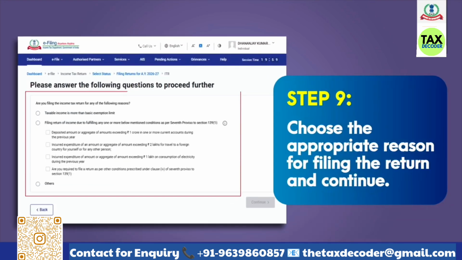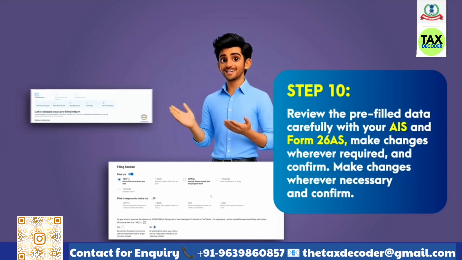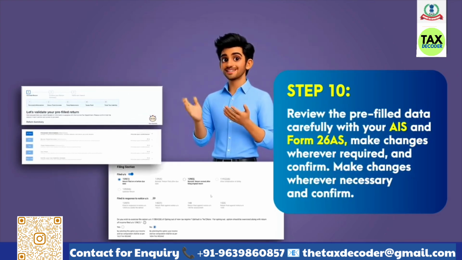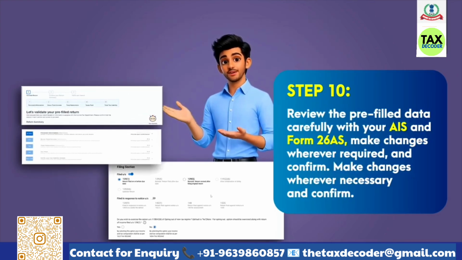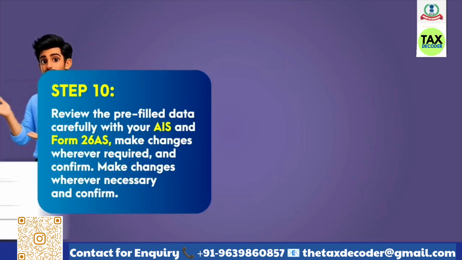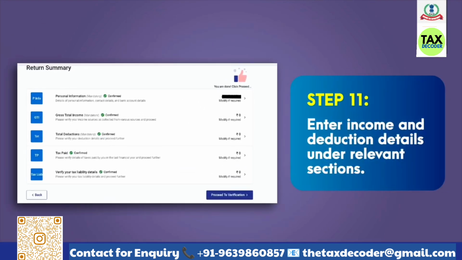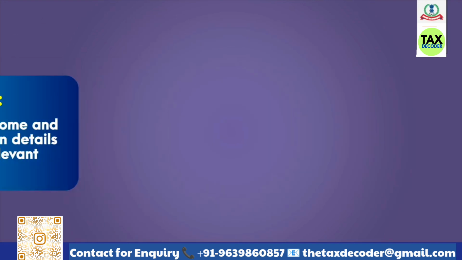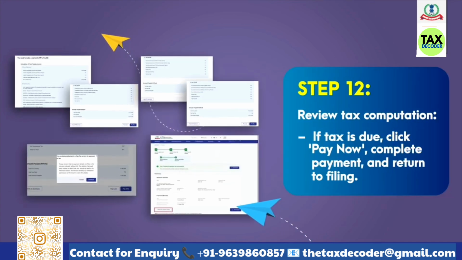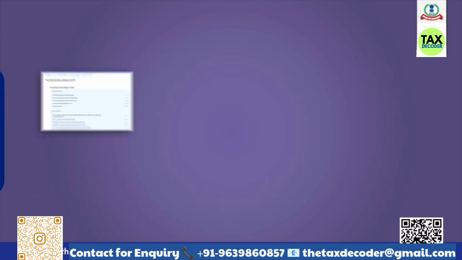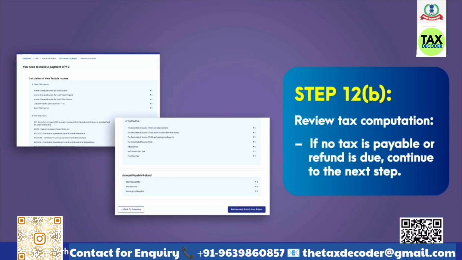Choose the appropriate reason for filing the return and continue. Review the pre-filled data carefully with your AIS and Form 26AS, make changes wherever required, and confirm. Enter income and deduction details under relevant sections. Review tax computation. If tax is due, click Pay Now, complete the payment, and return to filing. If no tax is payable or refund is due, continue to the next step.